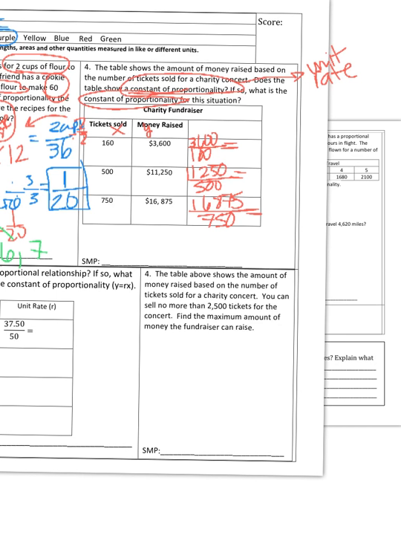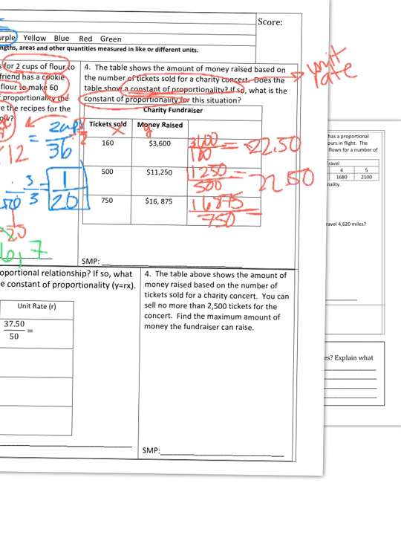So 3,600 divided by 160 is 2250. Sorry guys, someone knocked at the door. Okay, so we have 3,600 divided by 160, and that's 2250. Now I'm going to do the other one. We have 11,250 divided by 500, and that's also 2250.